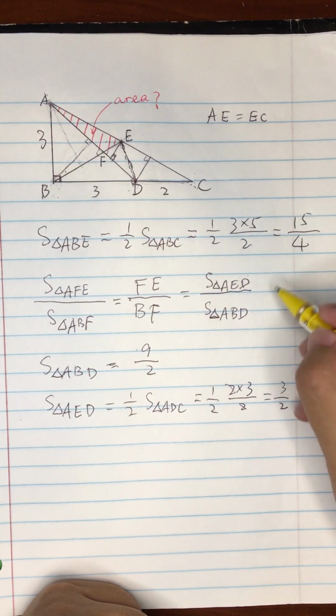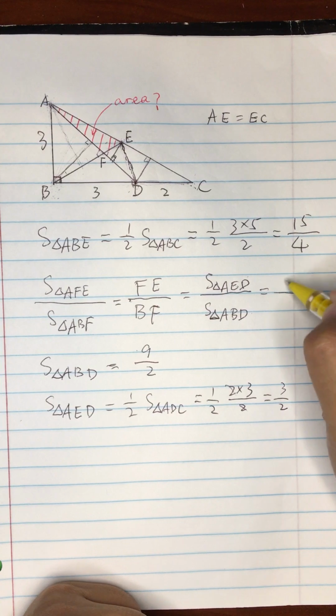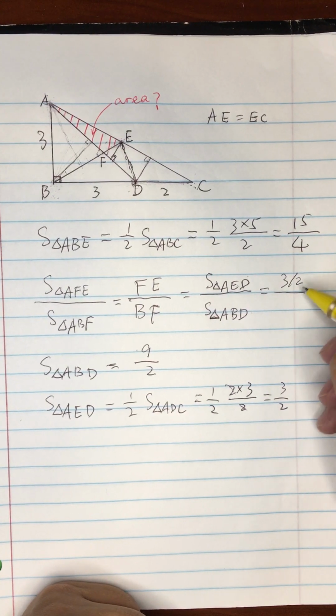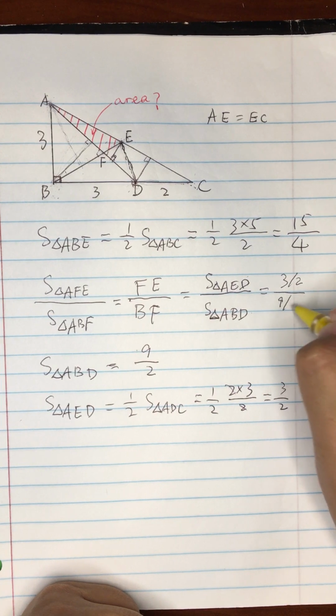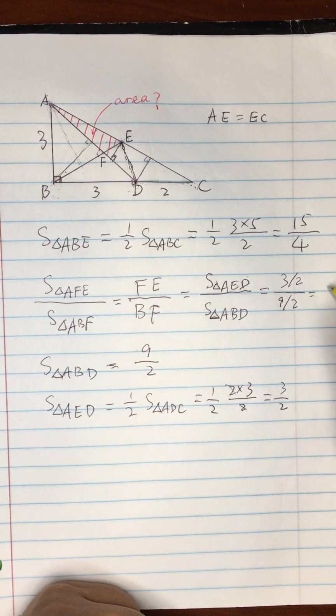So now we know the ratio. AED is 3 over 2, divided by ABD, which is 9 over 2. So that's going to be 1/3.